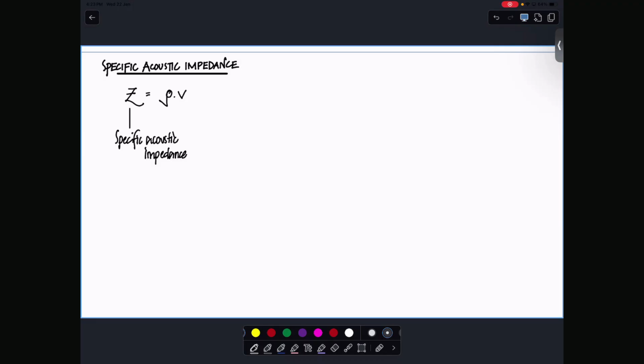So specific acoustic impedance কি তাহলে? How much barrier or resistance does sound experience as it travels through? So different media will provide different barrier and resistance to your sound. That is basically this measurement, okay? So rho here is the density of the medium, and V is the speed of sound in that medium. So this is the first thing you need to know: Z, which is specific acoustic impedance.